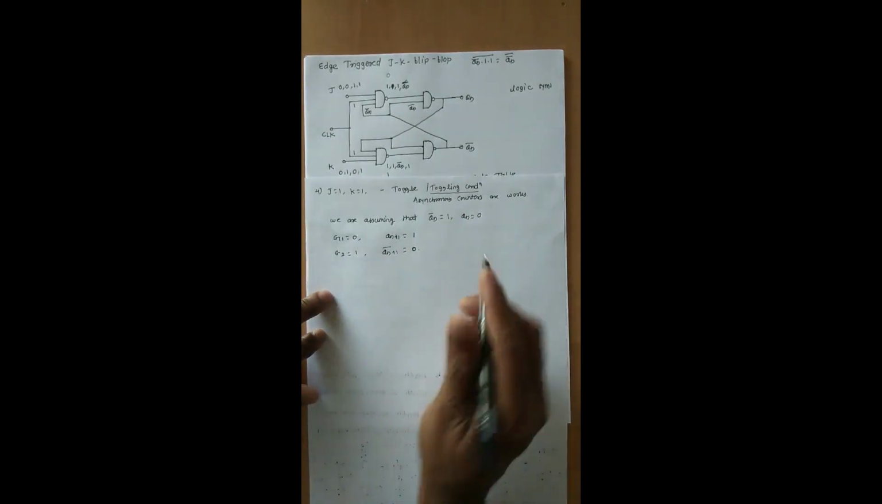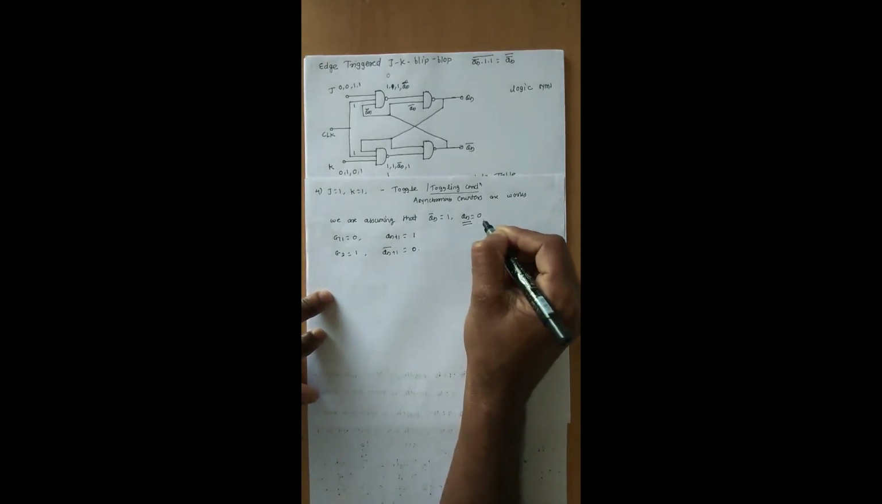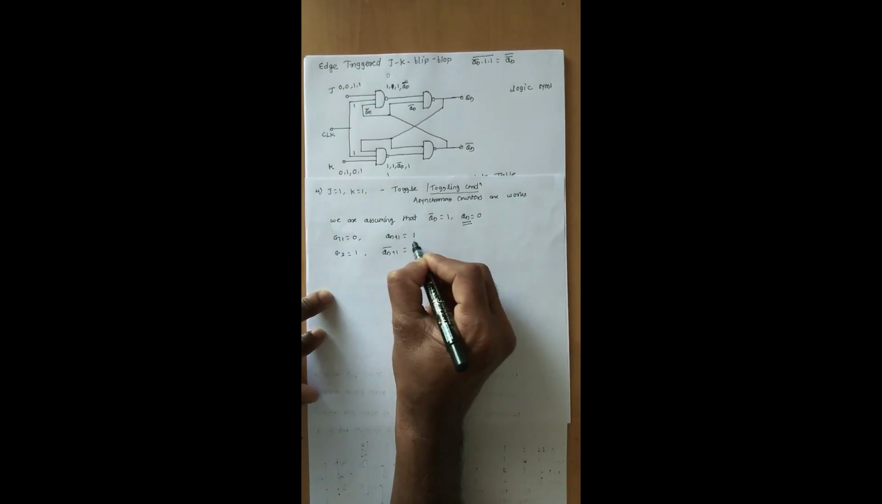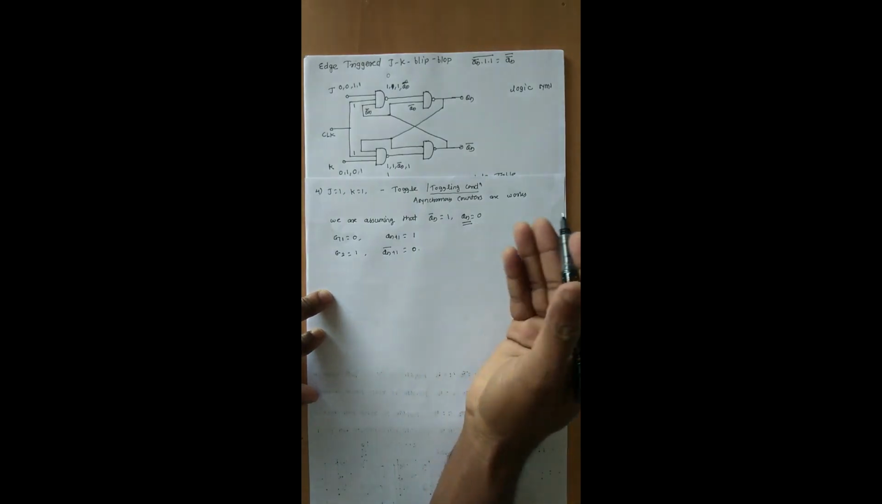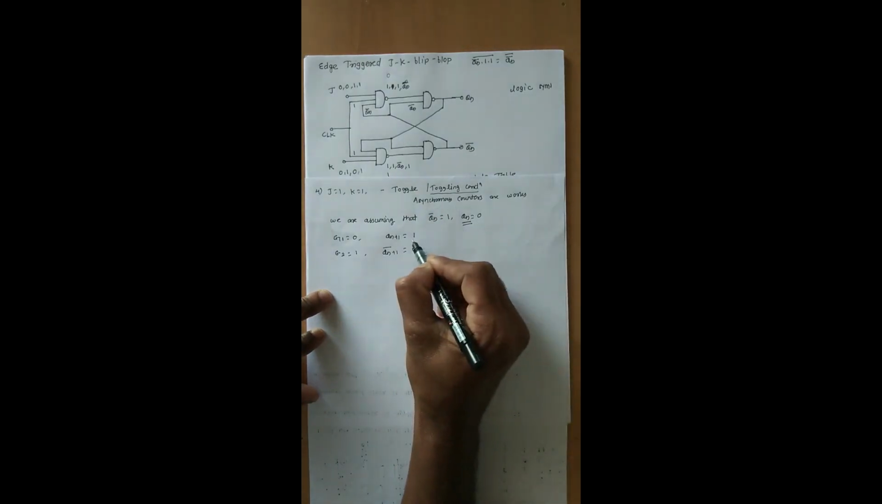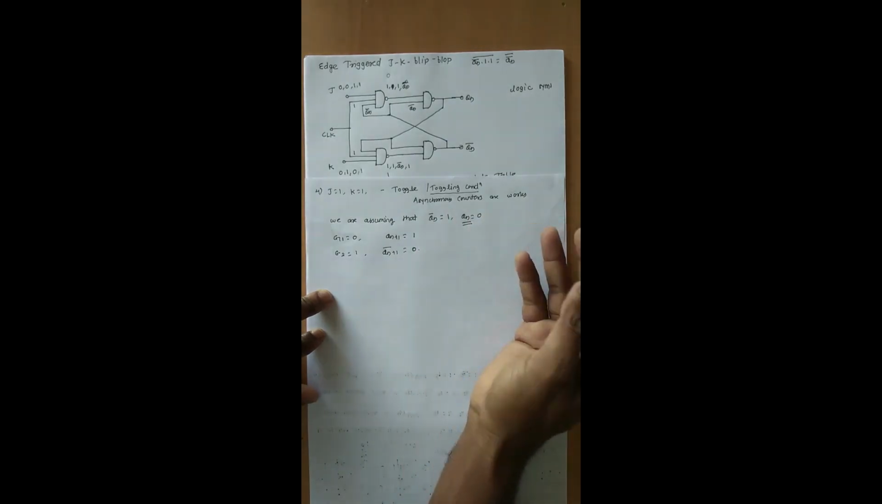Here if you observe carefully, what is the present state output? Q of n is equal to 0. What is the next state output? Q of n plus 1 is equal to 1. So the present state output, when we apply the clock, changes from 0 to 1. This is called a toggling condition.